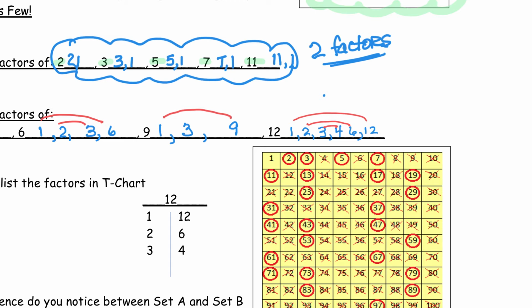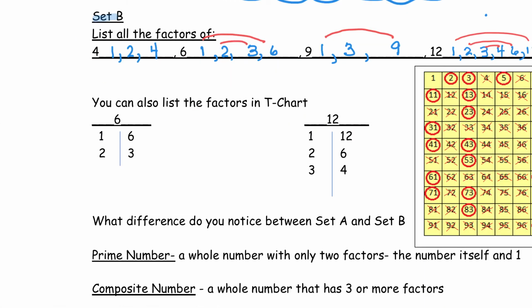Okay, let's keep going. Now here is the T-chart. This, to me, is the easiest way to list all of the factors. And you go in order. For example, for 6, we have 6 here, but we also did 6 up here, right? It's 1 times 6 and then 2 times 3. So all of the factors we can count are 1, 2, 3, and 6.